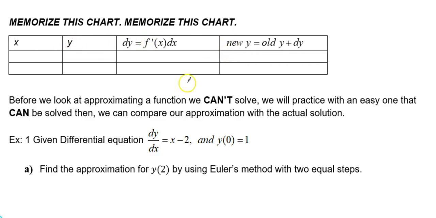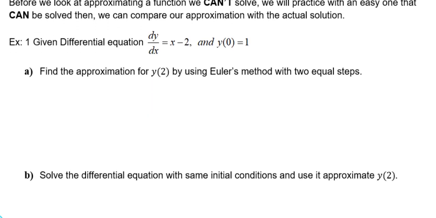So this is the equation. Let me explain here in this example. First of all, let's make a connection. This is my slope equation, dy/dx is x minus 2. You are given the initial point, 0 and 1, so your initial point x and y is 0 and 1. You have to find the approximation of y of 2.